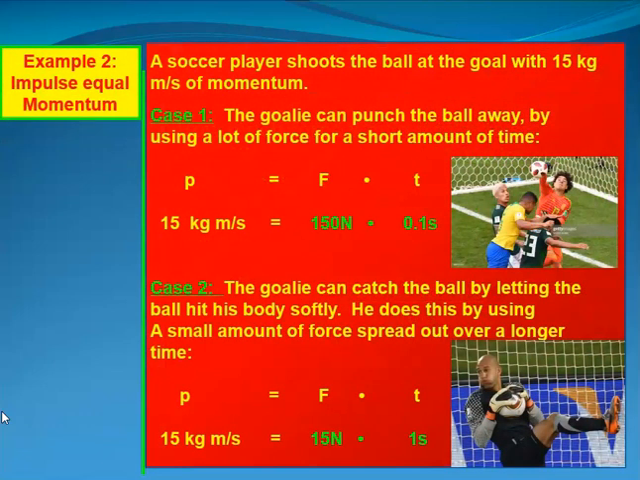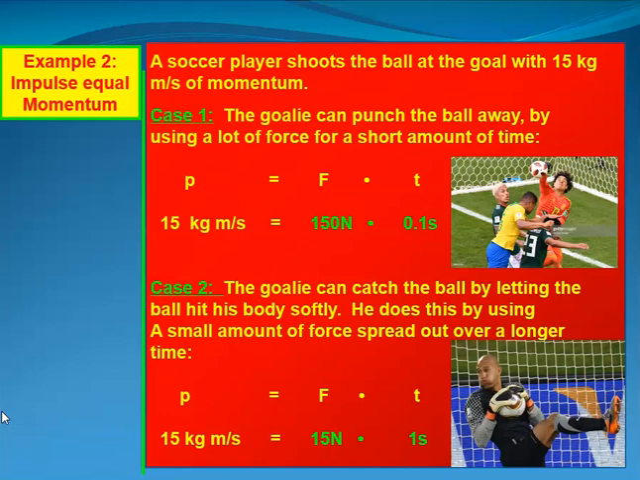A soccer player shoots a ball at the goal with 15 kilogram meters per second of momentum. So in case number one, the goalie can punch the ball away by using a lot of force for a short amount of time. So to take that 15 kilogram meters per second of momentum out of that ball, the force times the time have to multiply to 15 kilogram meters per second. So he could punch the ball with a lot of force. That's 150 newtons times a very short amount of time, 1/10 of a second. That would be punching a ball.